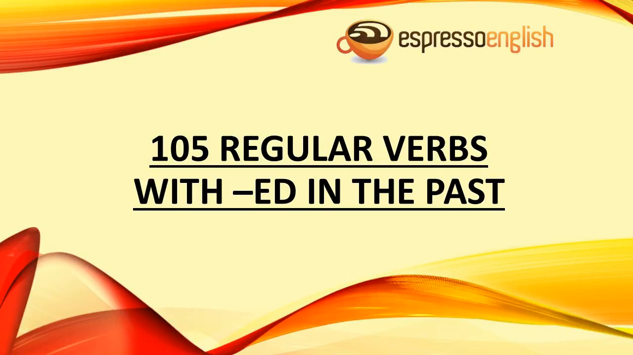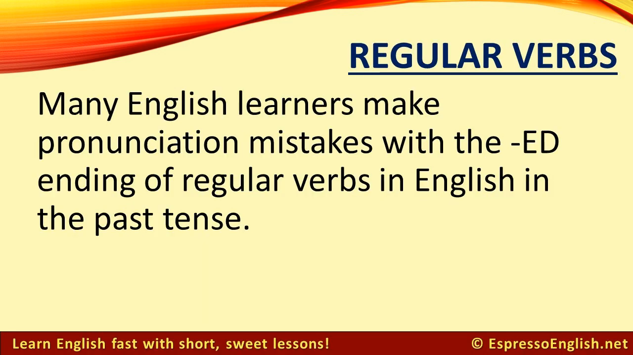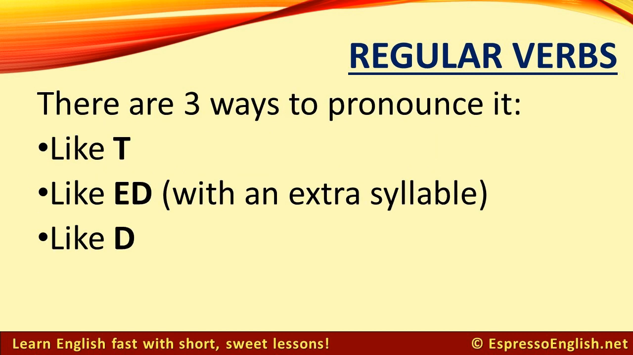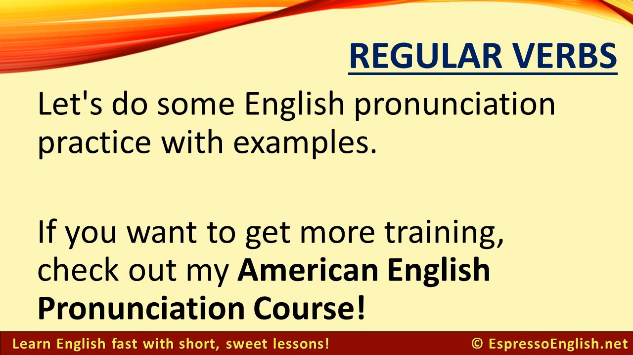105 regular verbs with ed in the past from espressoenglish.net. Many English learners make pronunciation mistakes with the ed ending of regular verbs in English in the past tense. There are three ways to pronounce ed: like t, like ed with an extra syllable, and like d. Let's do some English pronunciation practice with examples. And if you want to get more training, check out my American English pronunciation course.